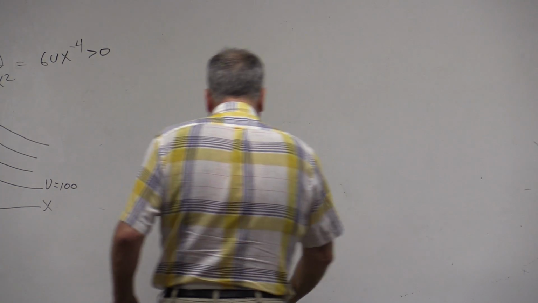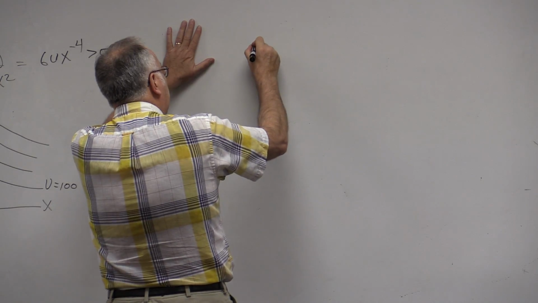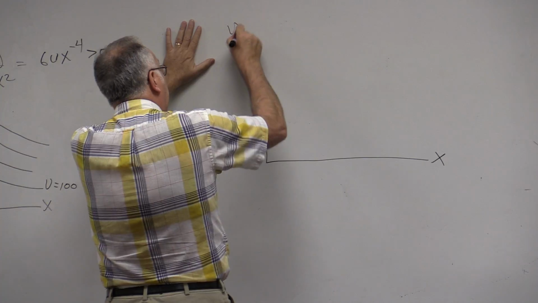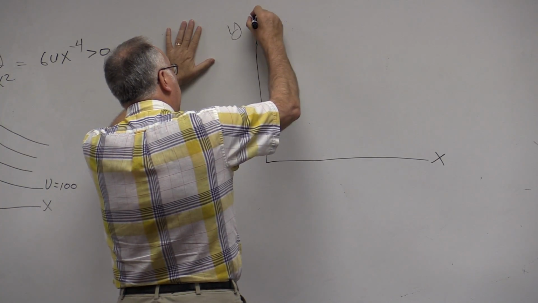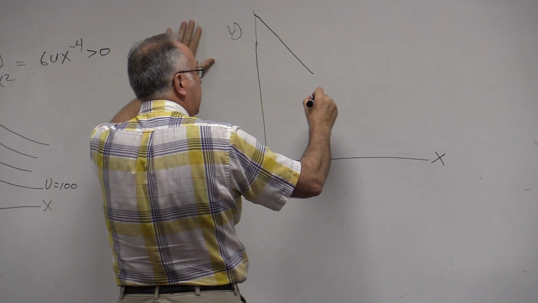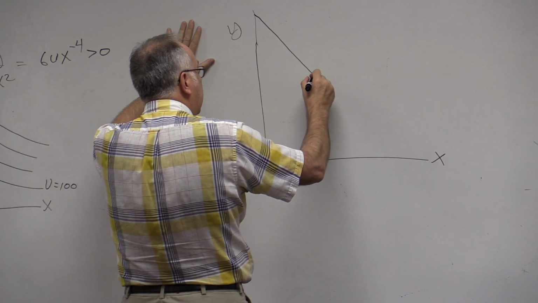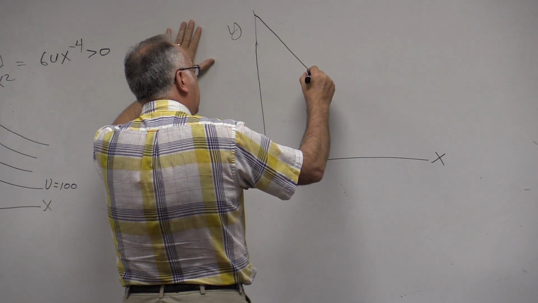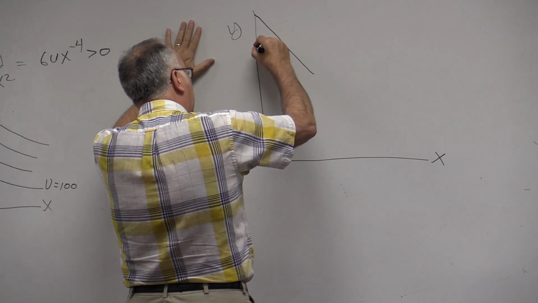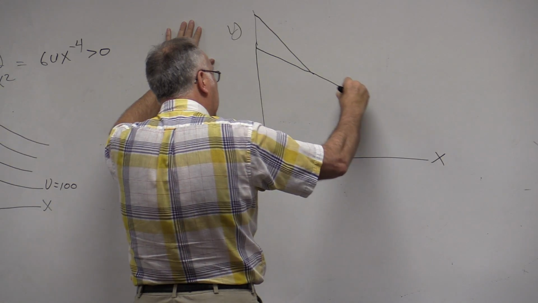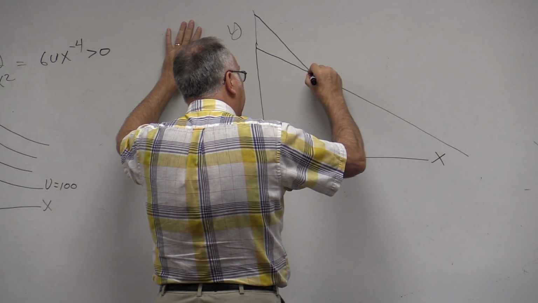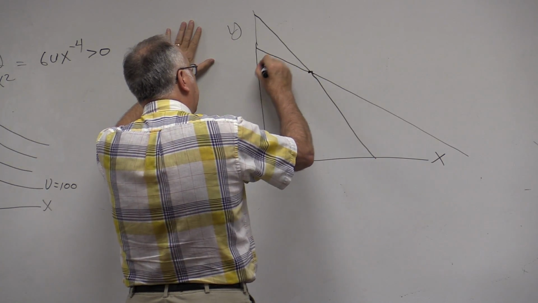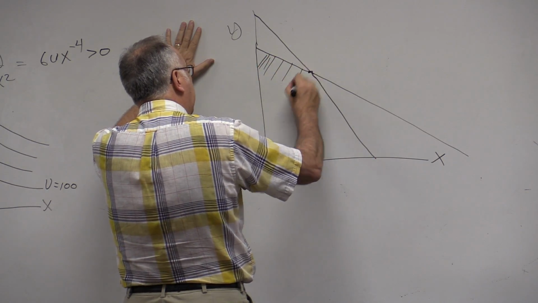Well, I don't know. I don't think so. Let's look at that. Let me redraw the constraints here. Here's what our constraint looks like. It starts at 80. And then they cross right here. That's our income constraint. That's our calorie constraint. So our feasible region is this area right here.